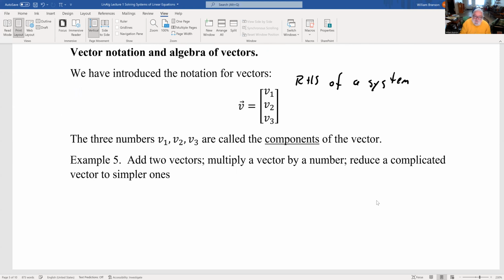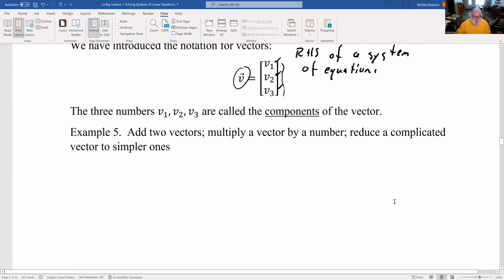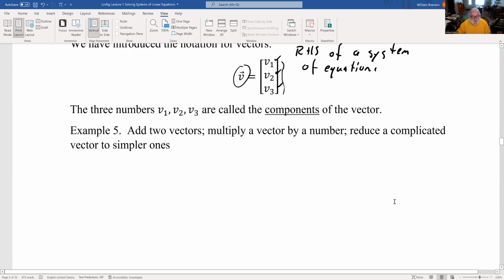And so the right-hand side of a system of equations is often a column vector. We have 3 components. Those are the 3 numbers. The vector is this. Vectors have little arrows on them. I often forget to put them there and sometimes just don't bother, so hopefully that will be clear from context. So what can we do with vectors? We can add them, we can multiply them by numbers, and we can reduce complicated vectors to less complicated ones.